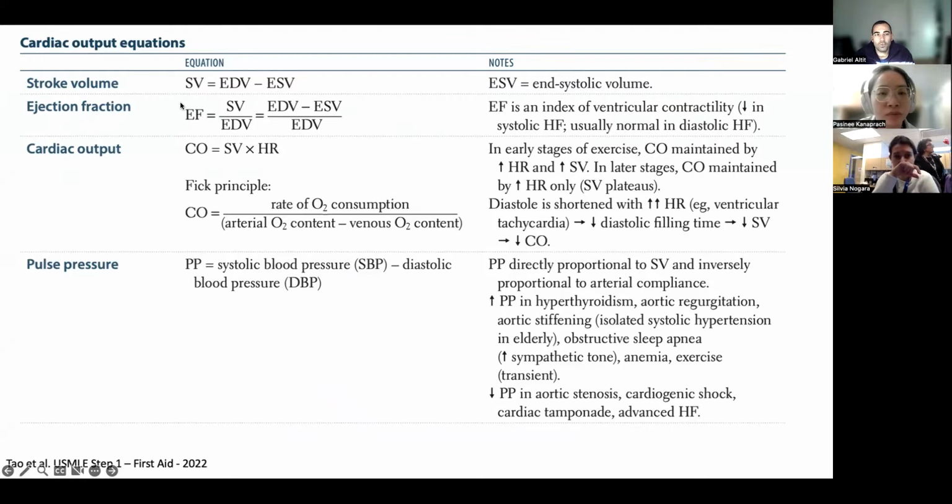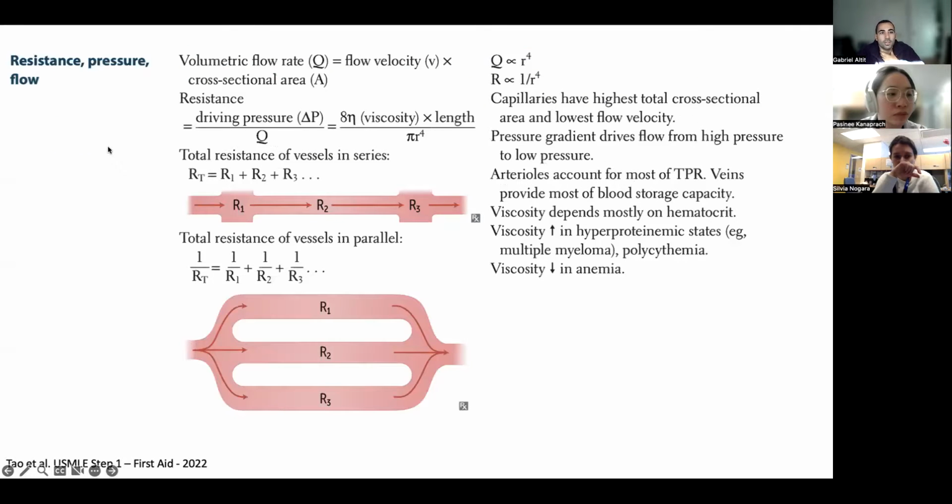So what's a stroke volume? What's an ejection fraction? How do you calculate a cardiac output? The Fick principle is actually what we use in the cath lab in order to estimate cardiac output. It's not necessarily well adjusted to newborns, but it's still something that we use. What's a pulse pressure? What are resistance and flow and how do you calculate them?